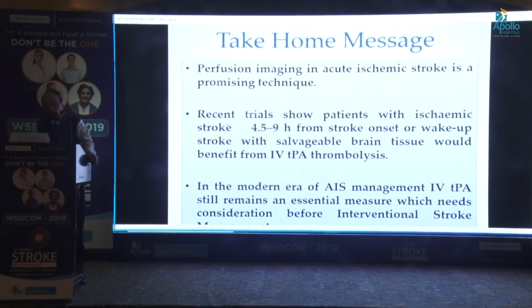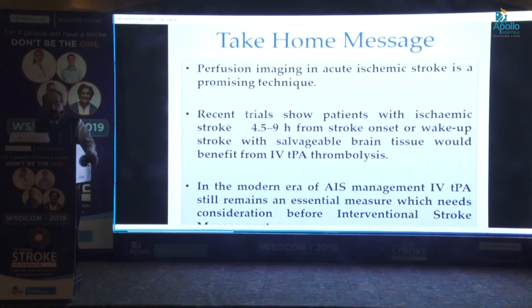Perfusion imaging in acute ischemic stroke is a promising technique. Recent trials show that ischemic stroke 4.5 to 9 hours after onset, or wake-up stroke with salvageable brain tissue, would benefit from IV TPA. In the modern era of acute ischemic stroke management, IV TPA still remains an essential measure. I again repeat, an essential measure before interventional stroke management is done.